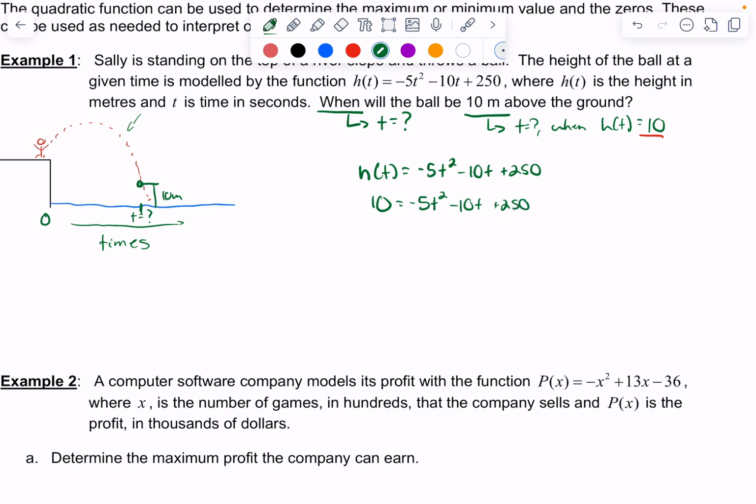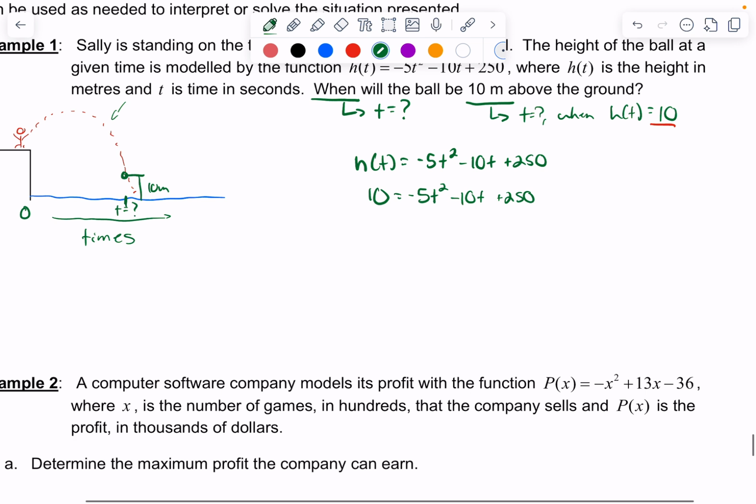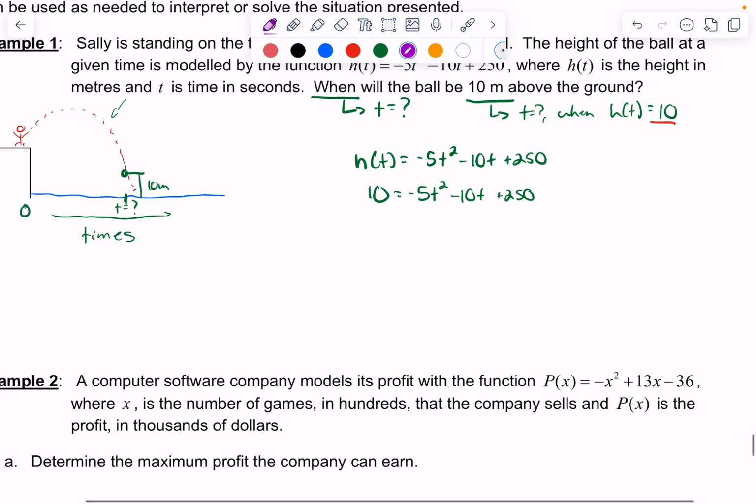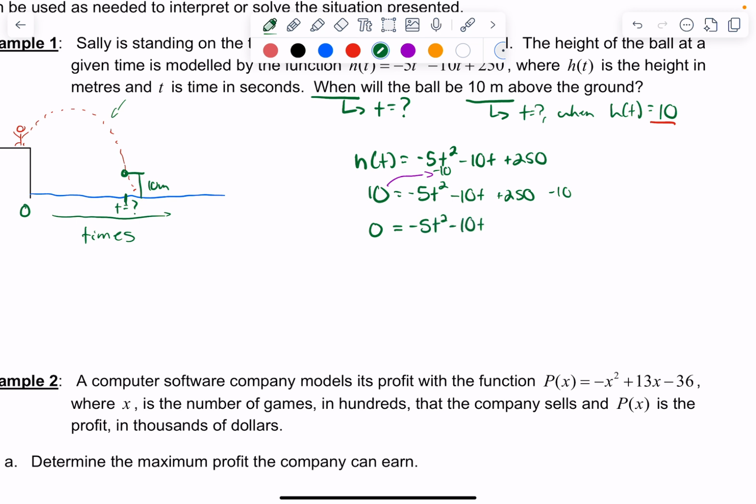Okay, and you'll start to see a pattern here, right? Whenever we do these kind of height problems, when you're throwing a ball or something, we're going to ask you for a time when it's at a certain height. But the trick is we can't solve this quadratic when this has a 10 here. We need it to be a 0. So let's bring this 10 over to the other side. That means we are taking away 10 from both sides, right? So you'll have 0 now, that's the goal, is minus 5t squared minus 10t, and then 250 take away 10 is plus 240.